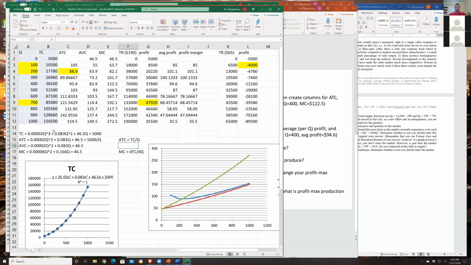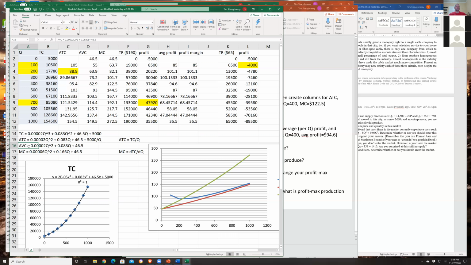The first term is 0.00002 Q cubed, and dividing that by Q just takes off one of the Q's in the exponent. So that first term becomes 0.00002 Q squared. The next term, 0.083 Q squared, loses one Q, so it's just 0.083 Q. 46.5 Q becomes 46.5. The 5,000 doesn't have a Q in it, but since you're dividing every term by Q, you end up with 5,000 over Q.